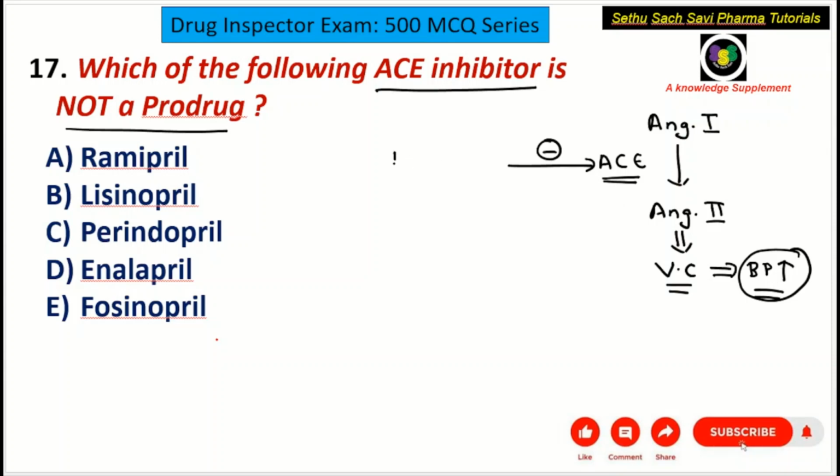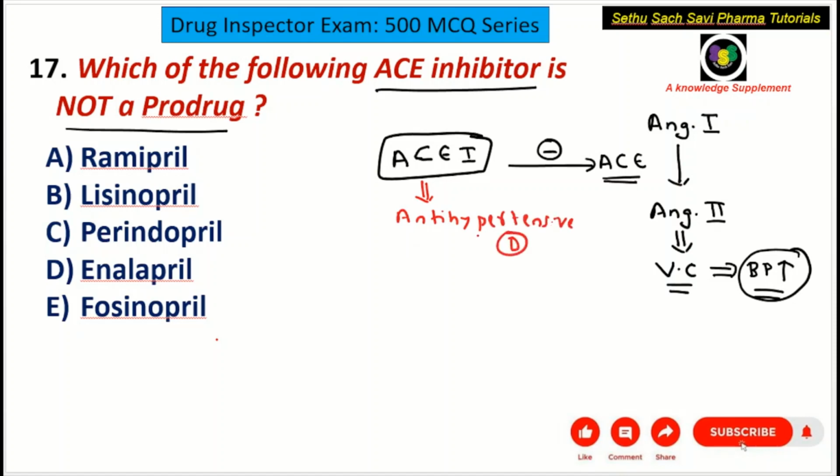So such drugs which inhibit the angiotensin converting enzyme are called ACE inhibitors. ACE inhibitors are drugs which inhibit the enzyme angiotensin converting enzyme, and they are mainly used as anti-hypertensive drugs. They are given to reduce the BP.